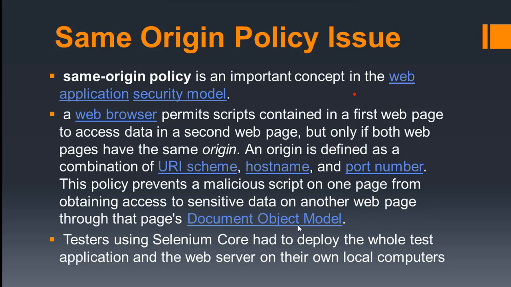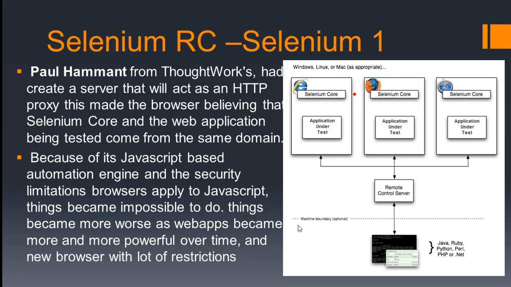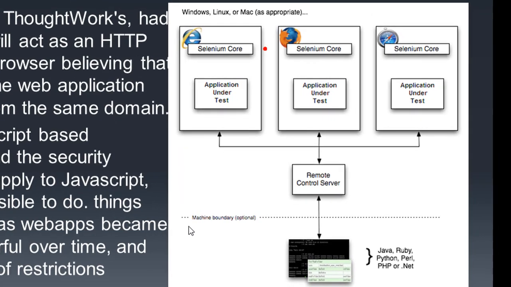So they produced a new tool called Selenium RC. Paul Hammant from ThoughtWorks created a proxy server, which used to tell the browser that the application under test and Selenium Core were from the same domain. The same origin issue was fixed in Selenium RC, but the happiness no longer existed.